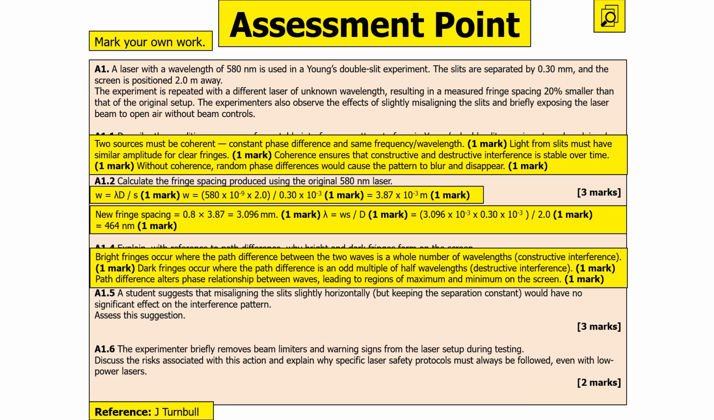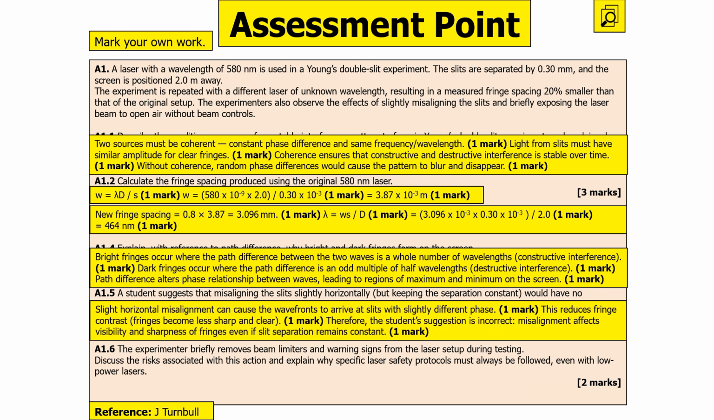Next one, bright fringes occur where the path difference between the two waves is a whole number of wavelengths. It's constructive interference. Dark fringes occur when the path difference is an odd multiple of half wavelengths. It's destructive interference. The path difference alters the phase relationship between the waves, leading to regions of maximum and minimum intensity on the screen.